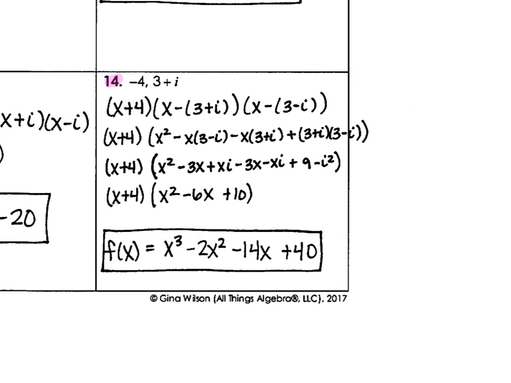Number 14, because I have 3 plus i, that means that I have 3 minus i is also a zero. So I have x plus 4, x minus 3 plus i, x minus 3 minus i, right? Then I'm going to FOIL right there, right? And at the end, I should have x cubed minus 2x squared minus 14x plus 40.